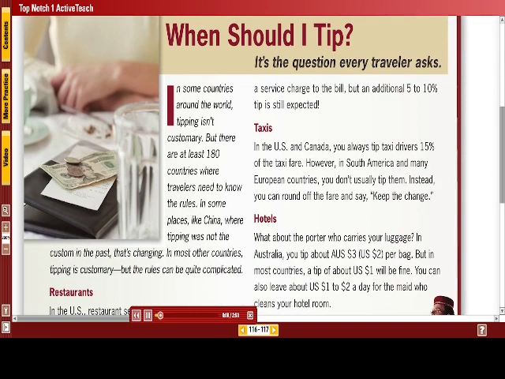When should I tip? It's the question every traveler asks. In some countries around the world, tipping isn't customary, but there are at least 180 countries where travelers need to know the rules. In some places, like China, where tipping was not the custom in the past, that's changing. In most other countries, tipping is customary, but the rules can be quite complicated.